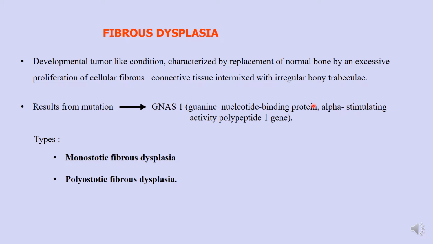Now, fibrous dysplasia can be majorly of two types, monostotic and polyostotic. As I already told you, when one bone is affected in the entire body, it's called monostotic.